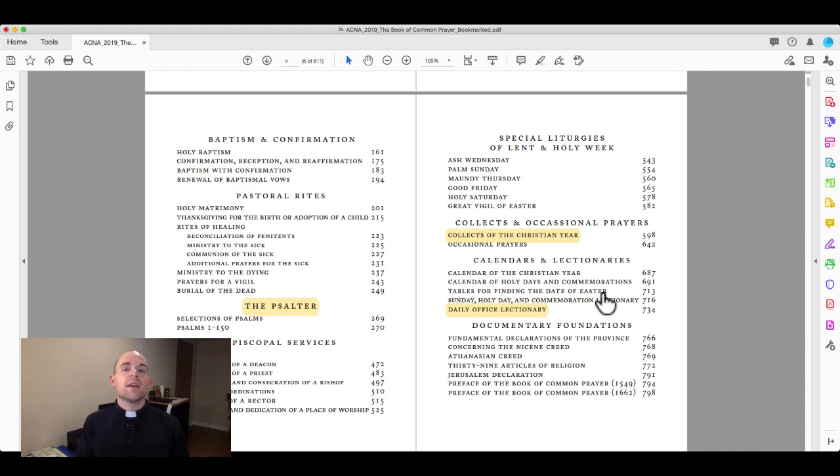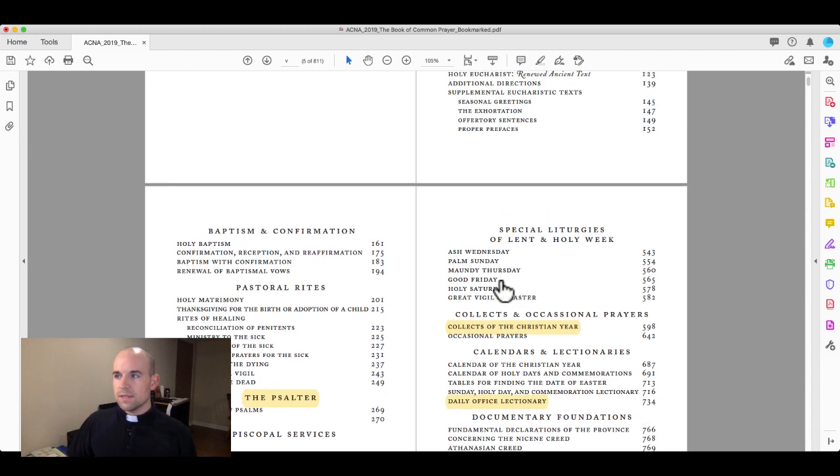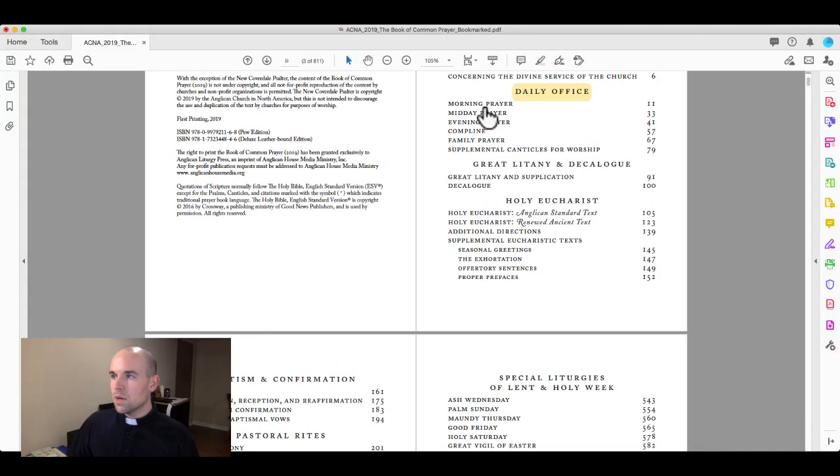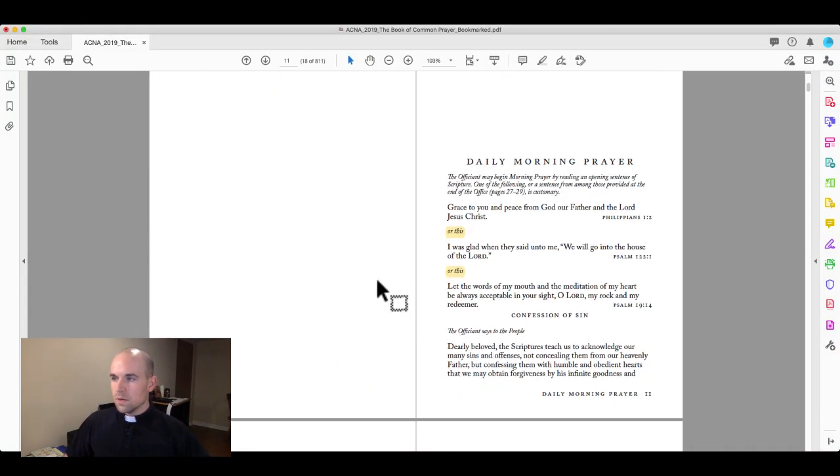Most of these options have to do with the seasons of the Christian year, okay? So you might pray a certain thing in Advent and then switch to a different option during Christmastide and a different option later during Lent, for example. That's what a lot of the options have to do with. But some of them are just for variety's sake. Let me just show you a few examples, okay? So let's jump to morning prayer, okay?